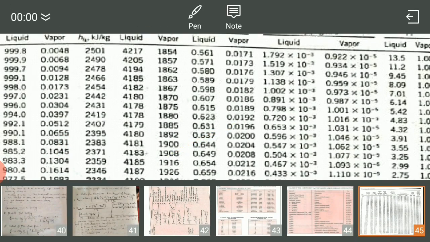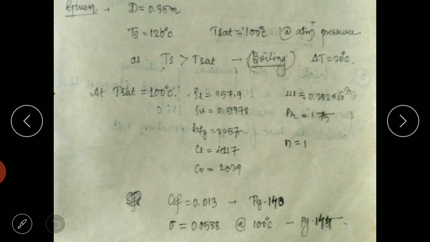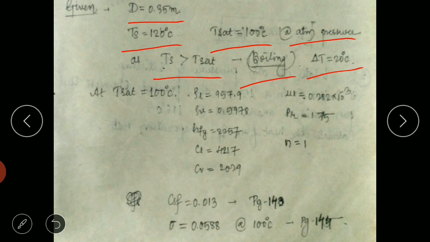Okay. Next, moving on to the data which is given. D is 0.35 meters, which is 350 mm. Tsat is given with respect to atmospheric pressure, so you can note it down from the data handbook. Then Ts is greater than Tsat, and the excess temperature is 20 degrees Celsius. So it falls in the nucleate pool boiling regime.